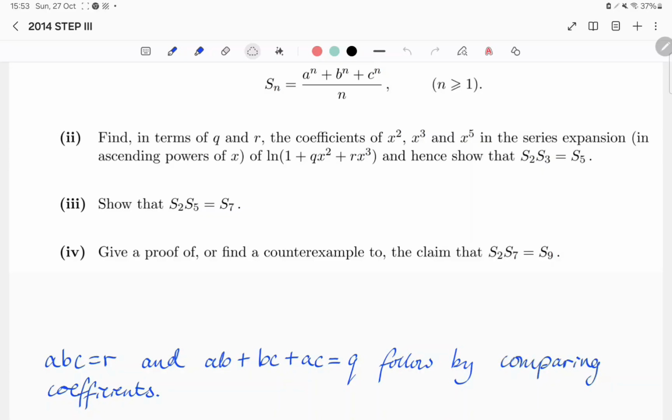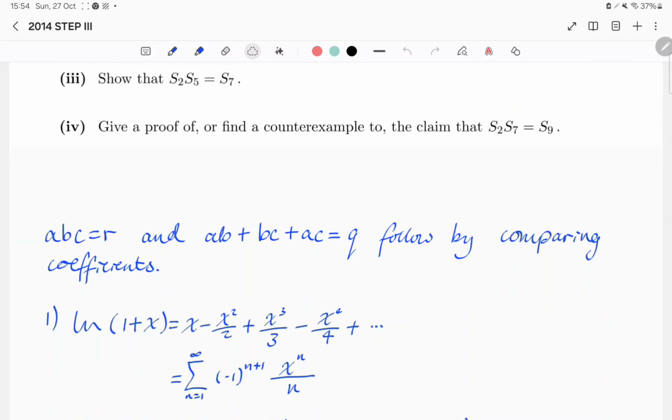Firstly, for this part before part 1, we have to notice that abc equals r and ab plus bc plus ac is equal to q, which follows simply by comparing coefficients after expanding the brackets. Now, we can move on to part 1.